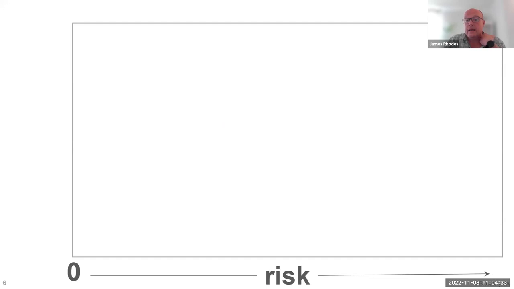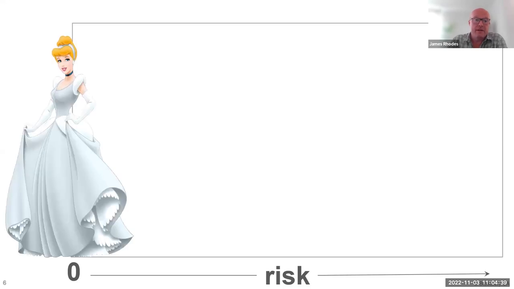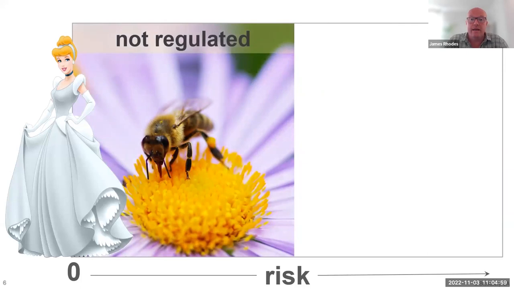So if you look at risk, with zero risk on the left-hand side of the axis and more risky going to the right, we have a fairyland, a princess land. There's no such thing as zero risk in this world. Any activity that we do has some level of risk. So we can never get no risk, but we aim for what we call an acceptable level of risk, and these are generally not regulated.